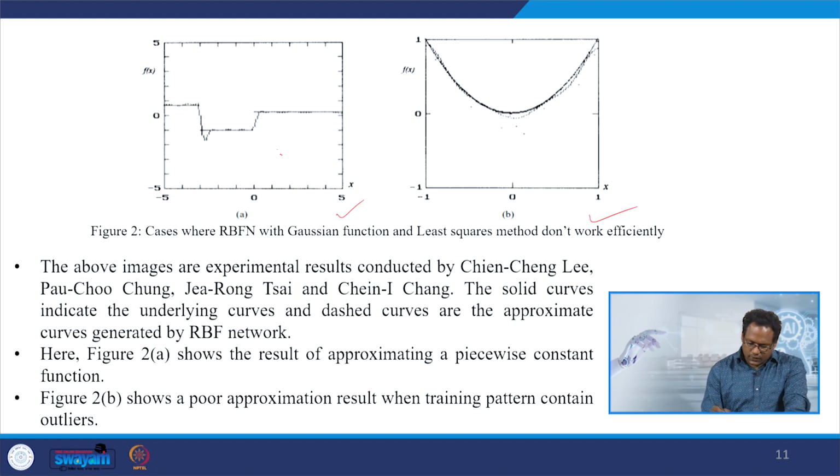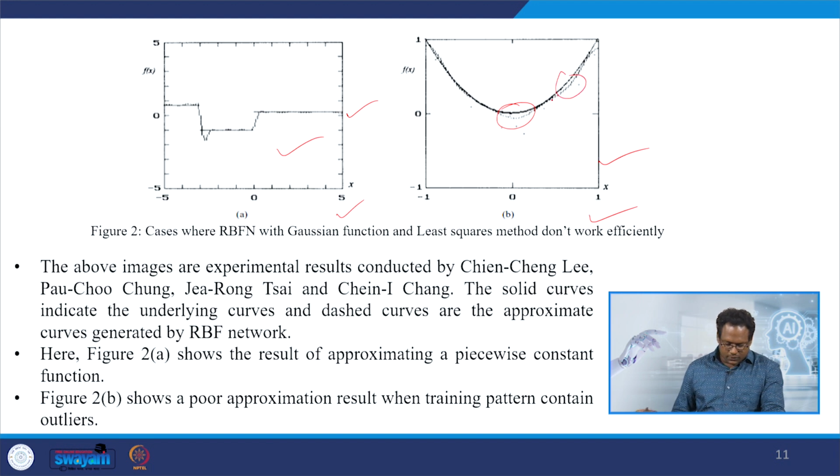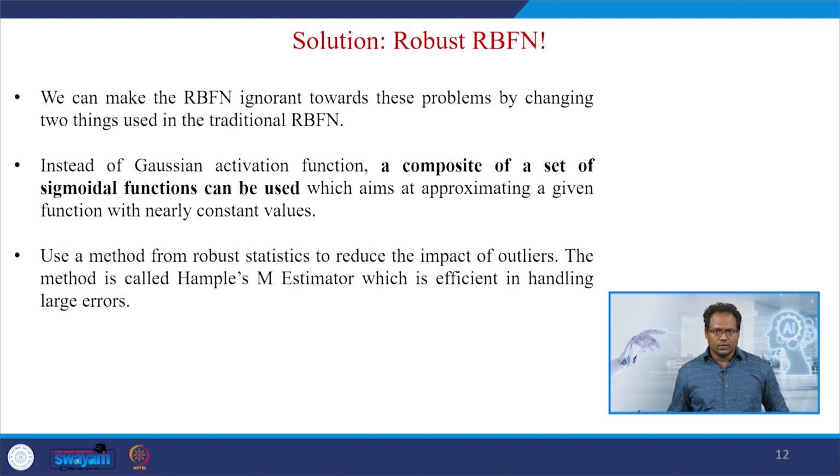So, here we can see the first figure, it is basically the result of approximating a piecewise constant function, and the solid line is the desired one and the dotted line is basically the network output. Similarly, figure B shows a poor approximation between the solid line and the network output, and you can see that in the second case we have outliers significantly visible and the performance is not very good in this function approximation.